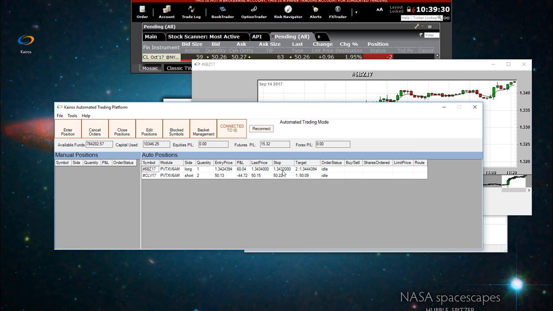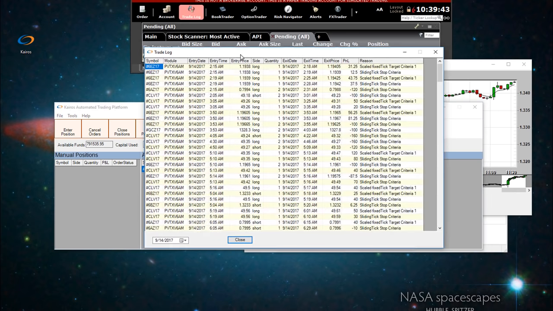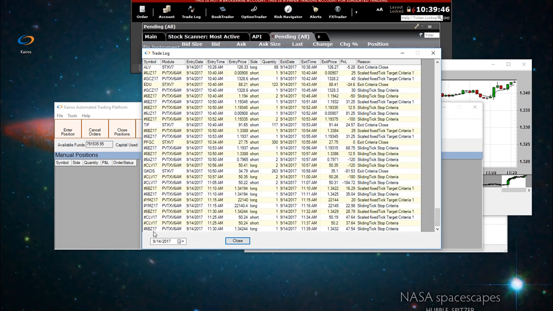So now we're 2 ticks away from stopping out on the British pound, and it just hit that stop. It's filling that order. For the British pound, the first contract made almost $29, and it hit the first target. And for the second contract, it made almost $48 and stopped out.